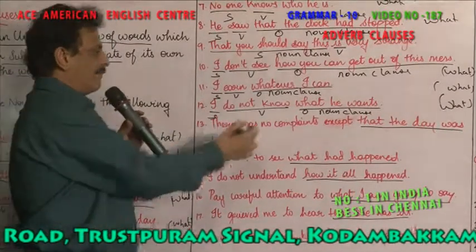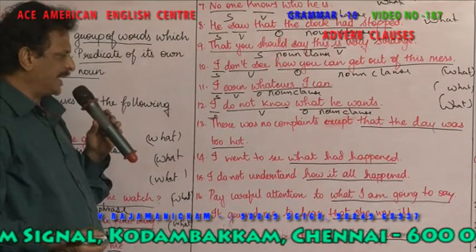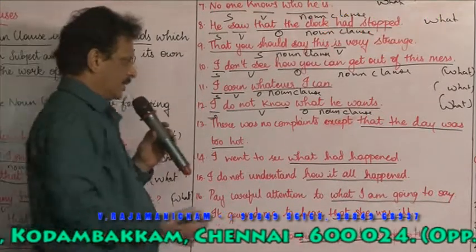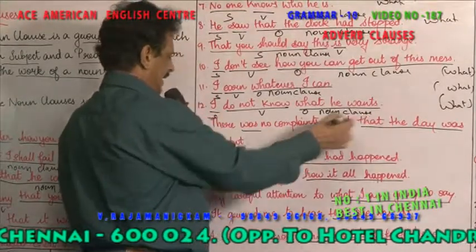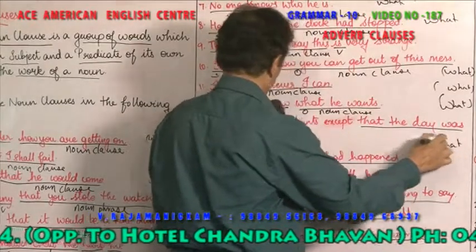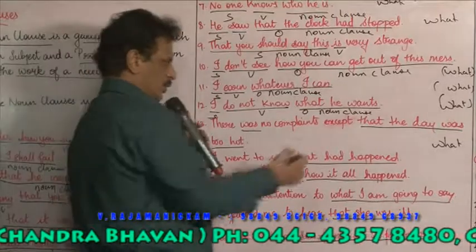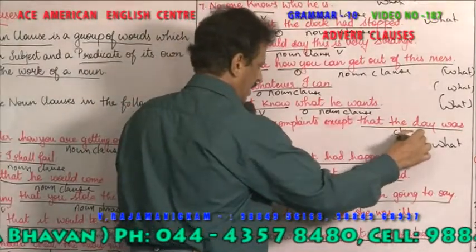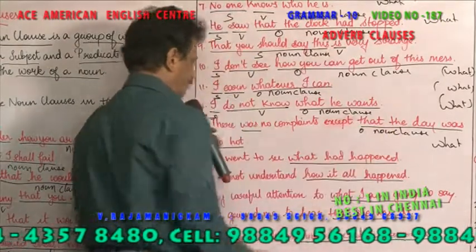There was no complaint except. Except what? You ask a question: except what? That the day was too hot. So you ask a question to the verb: was what? That the day was too hot. So it comes as a sentence, it is a clause, it does the function of a noun, so it is a noun clause, and it is the object.